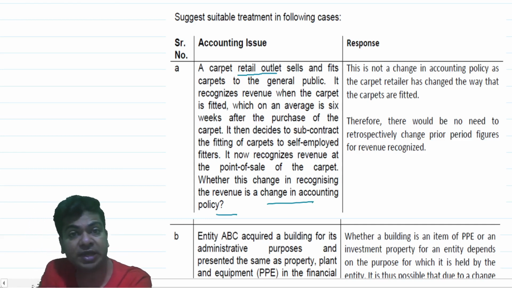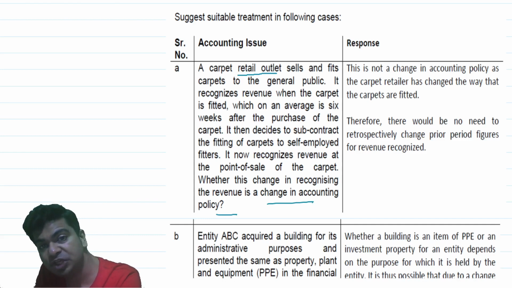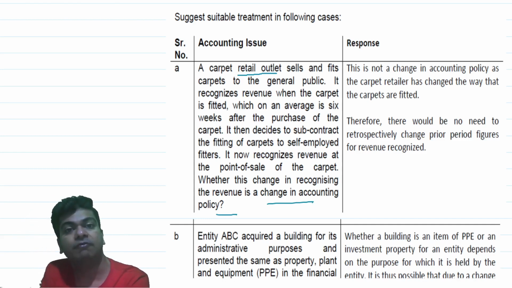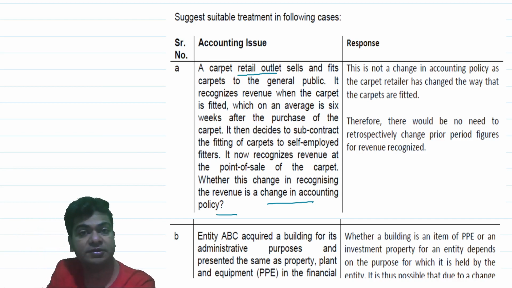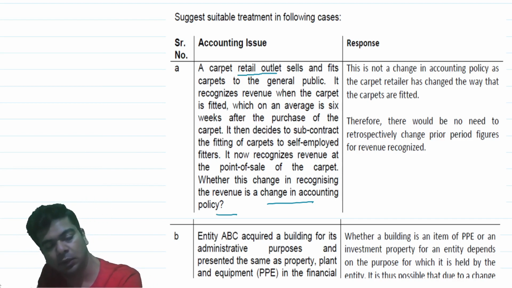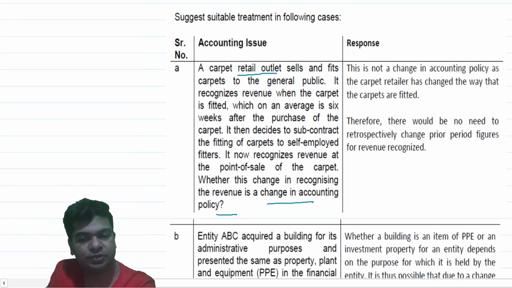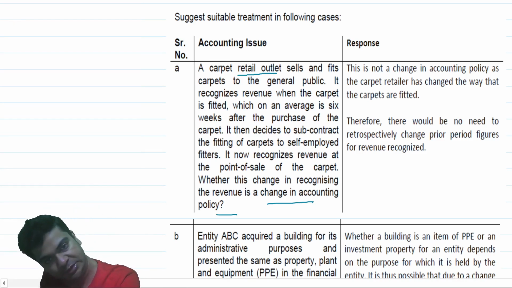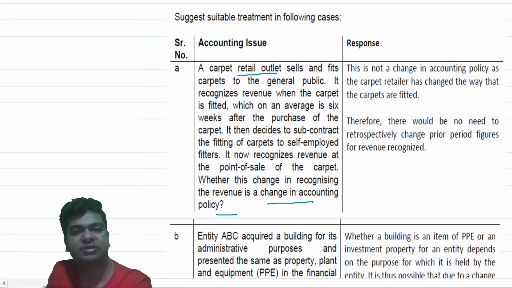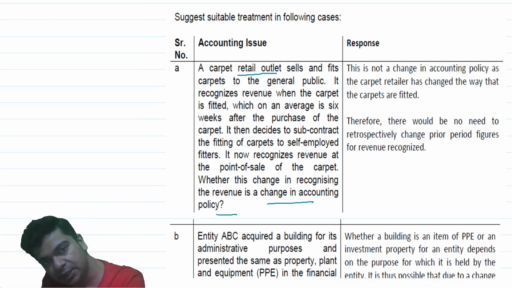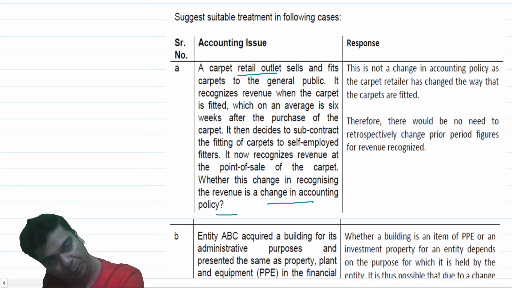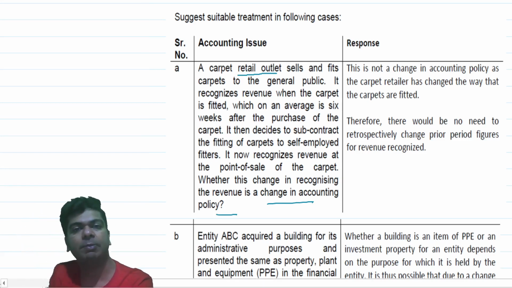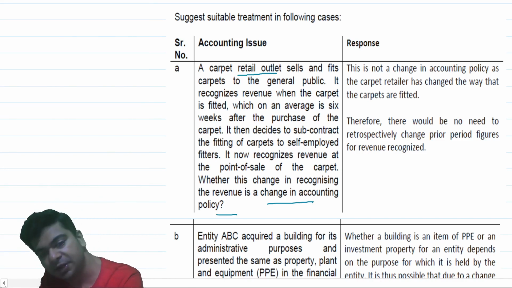We are supposed to decide whether they have given us a case of change in accounting policy. If you come to the conclusion that it is a change in accounting policy, then we'll have to give effect of the same retrospectively. Now they are saying that there is some retail outlet, it is selling carpets to the general public and it also fits those carpets, and it normally takes 6 weeks. Once the carpet has been purchased, it takes around on an average 6 weeks for the carpet to be fitted. And once the carpet is getting fitted, then they are recognizing the revenue.